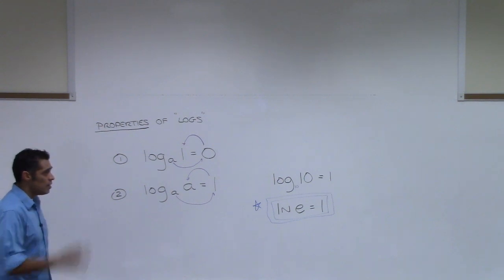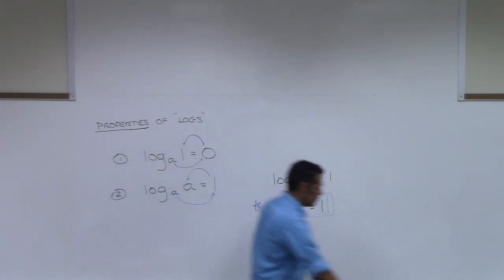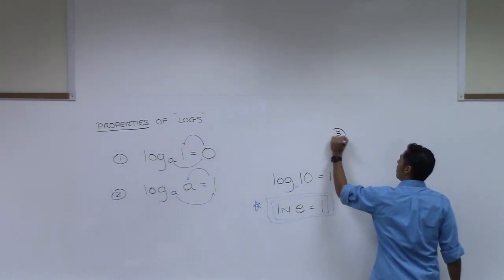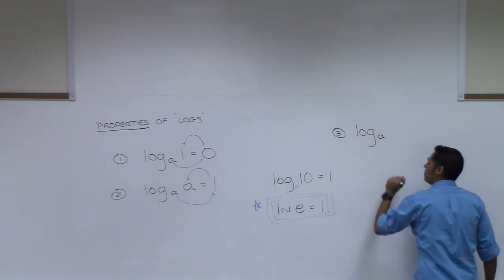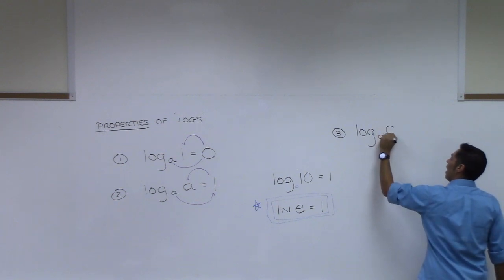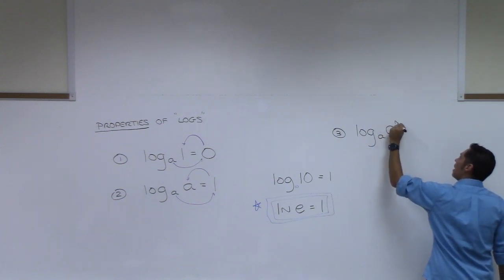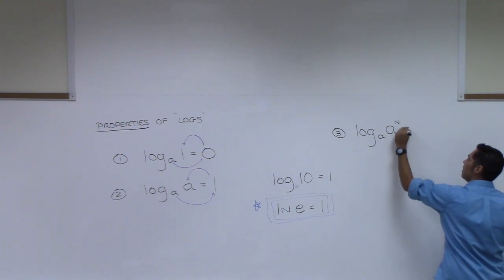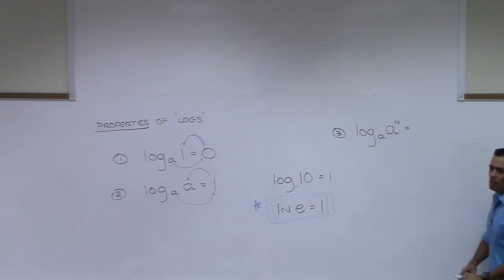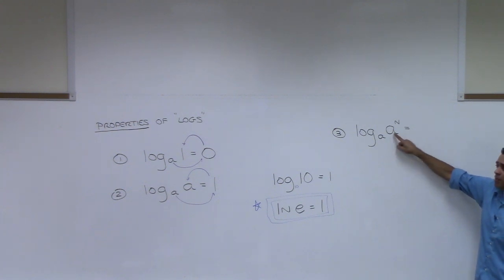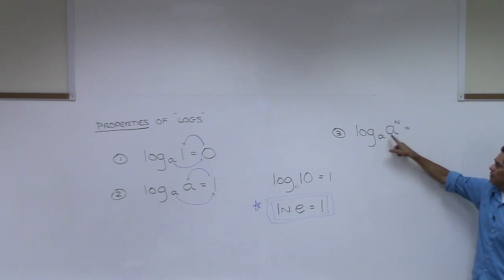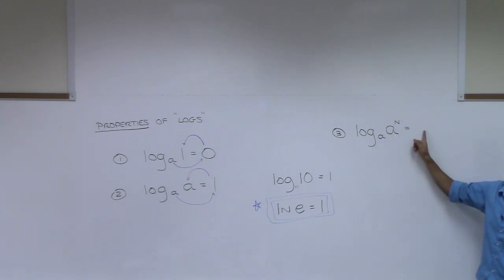Okay, let's go to the third property. The third property says that log of any base A, of A raised to any power n, should be equal to, so let's think about what this is saying. A raised to what power is A raised to the n power? A raised to what power would give you A raised to the n power? What do y'all think? N.